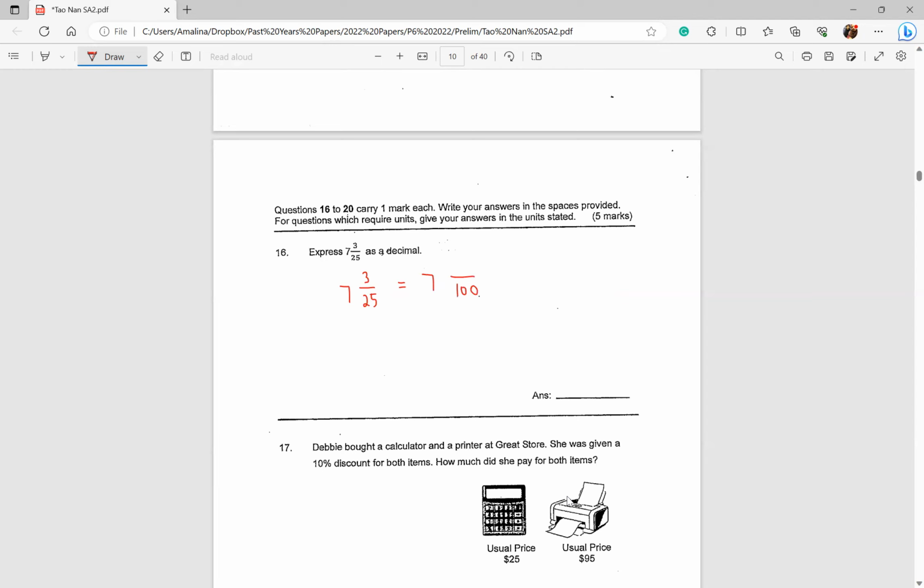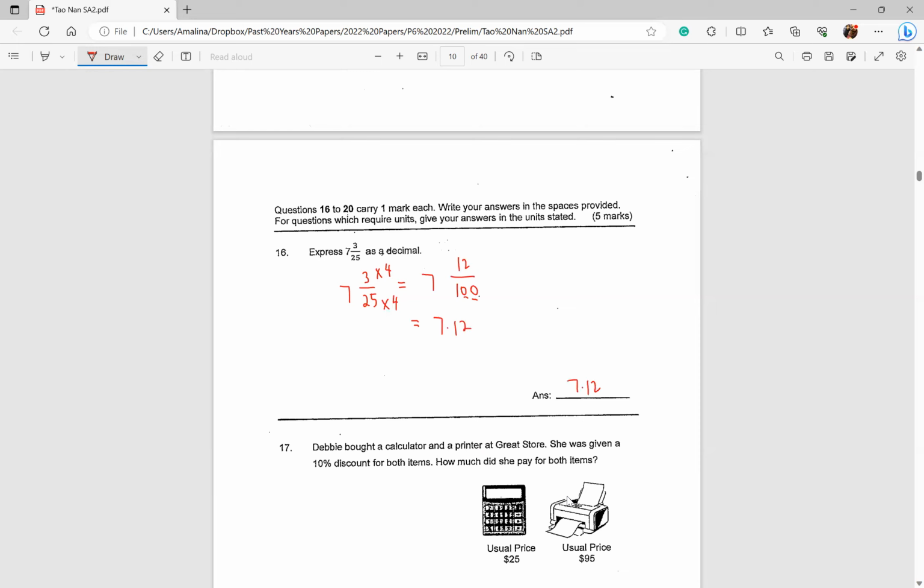So I will need to multiply this by 4. Same goes for my numerator, so I get 12 for my numerator. Once I change to the denominator of 100, I convert this to my decimal. So 7 and 12 over 100. How do I know how many decimal places? Look at your denominator. 2 zeros here means 2 decimal places. So 7.12.